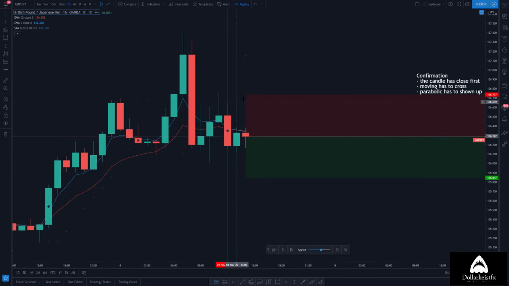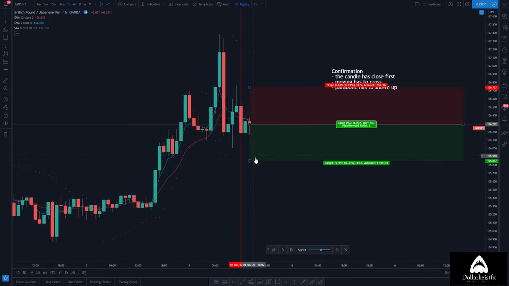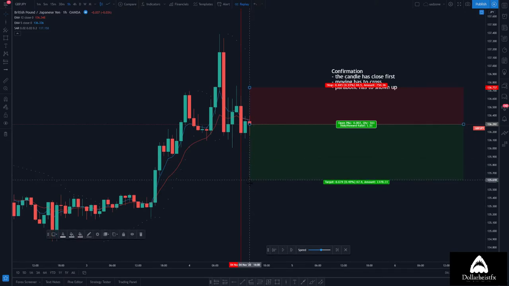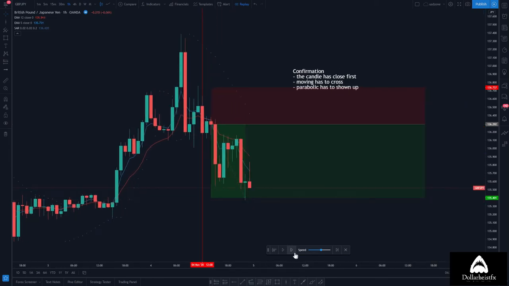short position, sell, stop loss 400. Nice, this is on the H1, so you might aim for 800. Let's say we aim for 1 to 2. Let's see. Nice, easy pips. Okay, very very easy pips.